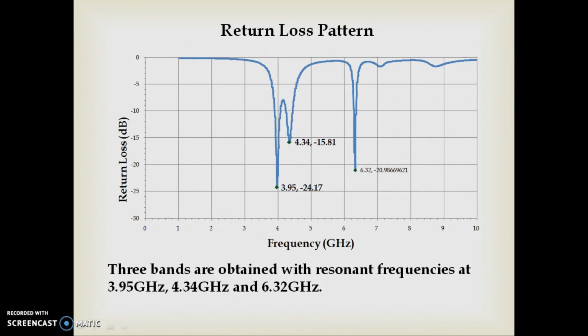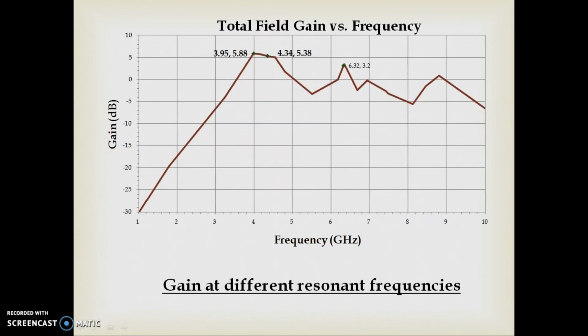So when we observe the return loss pattern as shown on screen, we see that the bands are obtained with resonant frequencies at 3.95 GHz, 4.34 GHz and 6.32 GHz respectively, with appreciable return losses. We observe in the gain versus frequency graph that at the resonant frequencies of 3.95, 4.34 and 6.32 GHz the gain is well above 3 dB, which is a preferable value.